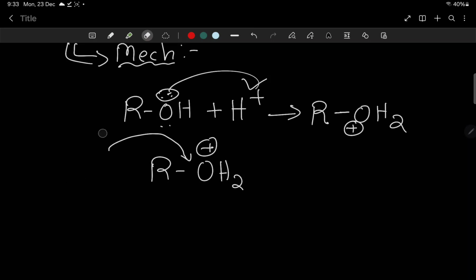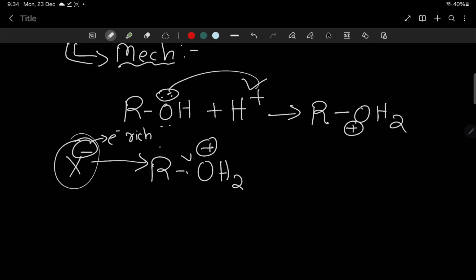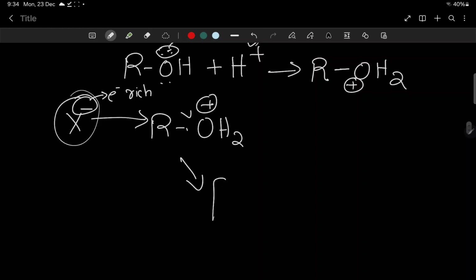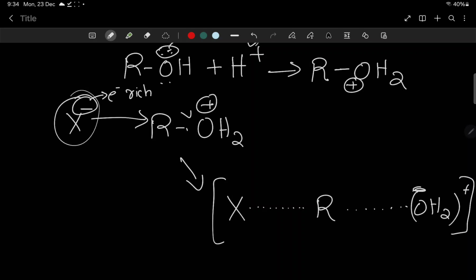X minus will come to R. Oxygen, a positively charged, electron-poor group, is attached to the R group or alkyl group. So what happens is we have a transition state. Transition state means a state of change. Here X, the halogen atom, is coming near to the alkyl group, and the OH2 plus is going away from it. So this is a transition state.